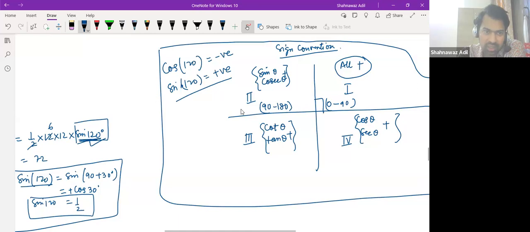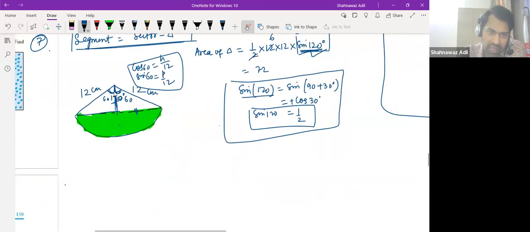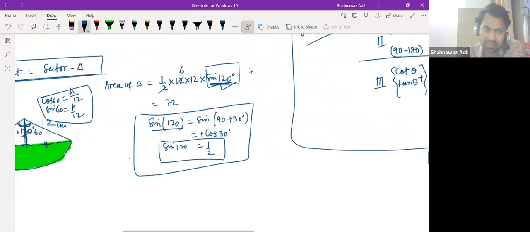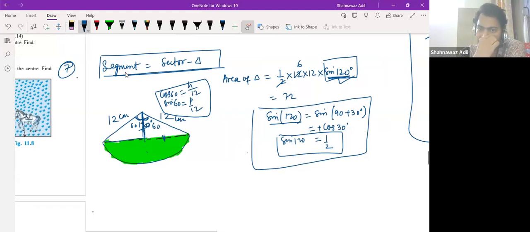So the idea is that in an isosceles triangle, the angle bisector is the altitude, right? That is a way to figure it out. In an isosceles triangle, the median, the angle bisector and the altitude are the same. So we'll stop here and we'll do this question in the next class.